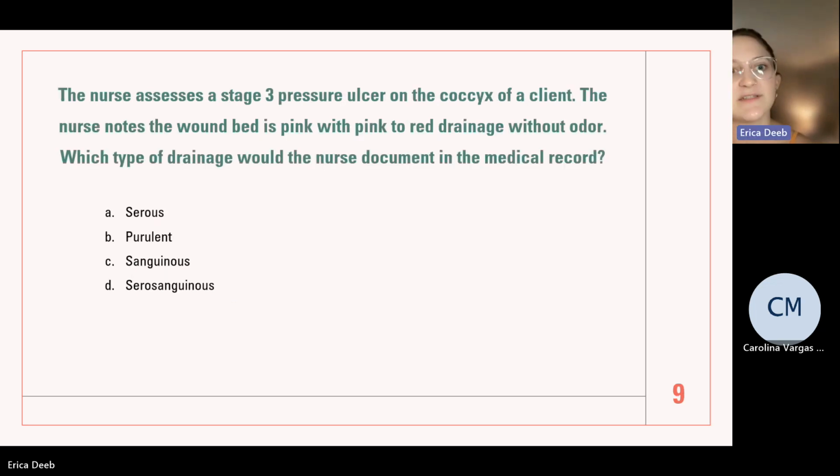Number 9, the nurse assesses a stage 3 pressure ulcer on the coccyx of a client. The nurse notes the wound bed is pink with pink to red drainage without odor. Which type of drainage would the nurse document in the medical record?